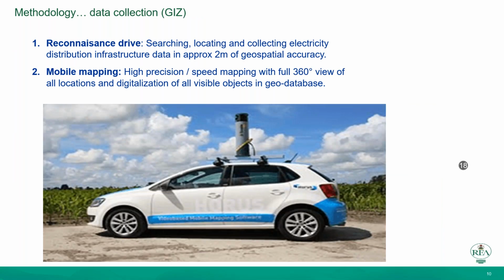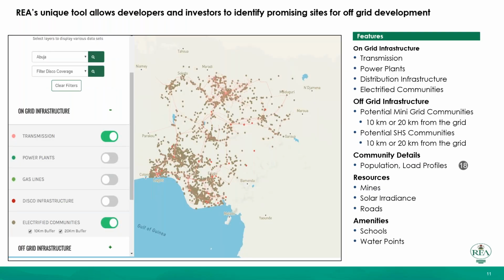And finally, this is a new one that GIZ, one of our partners, is also doing, and this is from an on-grid perspective. This is ongoing, whereby we have the Reconnect drive and also the mobile mapping, and the full details of this will shortly be brought out maybe by January, February. But this is another tool that we are using for our data collection, and we're working with GIZ to simulate this in Nigeria.